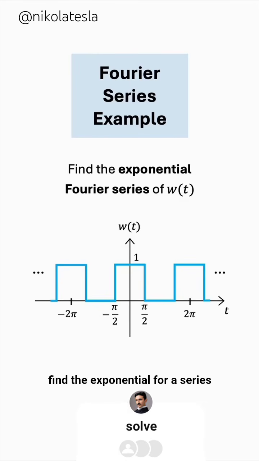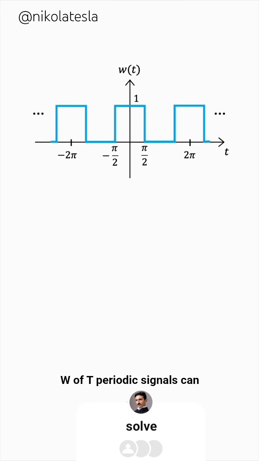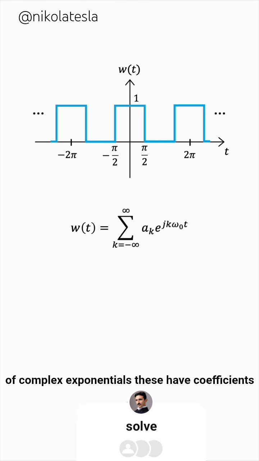Find the exponential Fourier series of this periodic square wave signal W of t. Periodic signals can be expressed as an infinite sum of complex exponentials. These have coefficients ak, and the exponentials have frequencies that are multiples of the fundamental frequency omega naught of the original periodic signal. This begs the question, what is omega naught for this square wave signal we see?